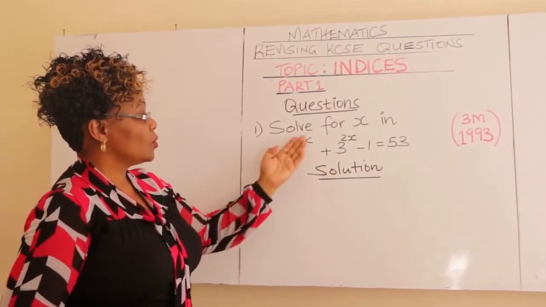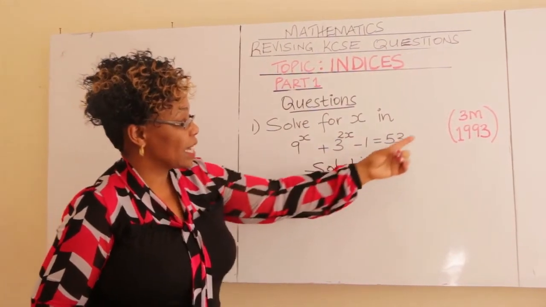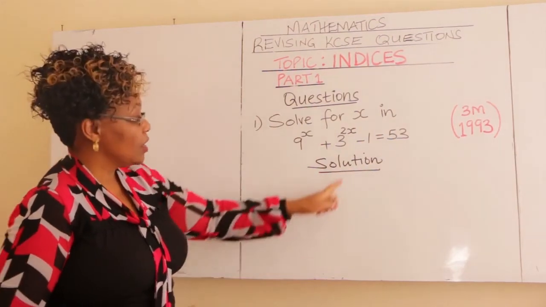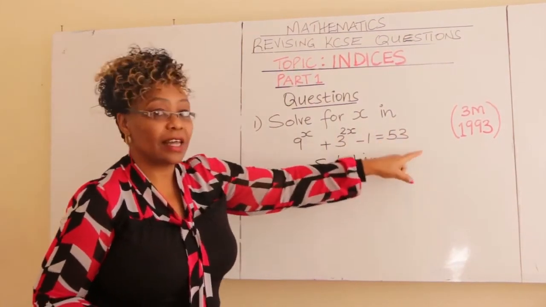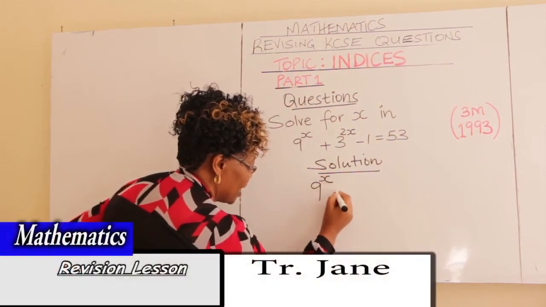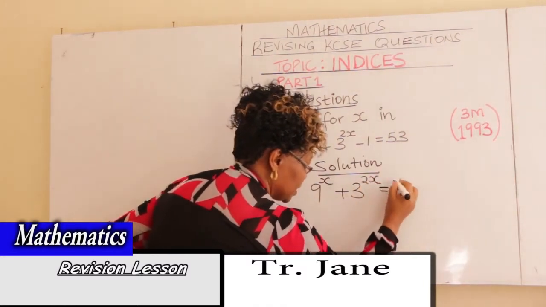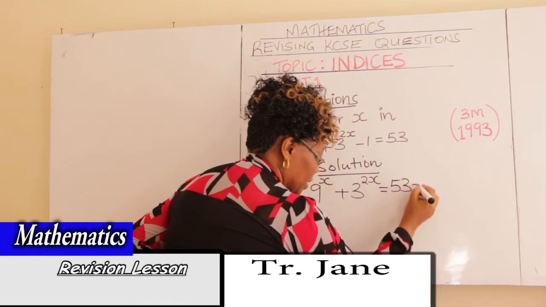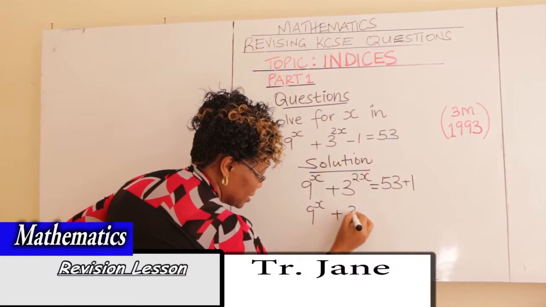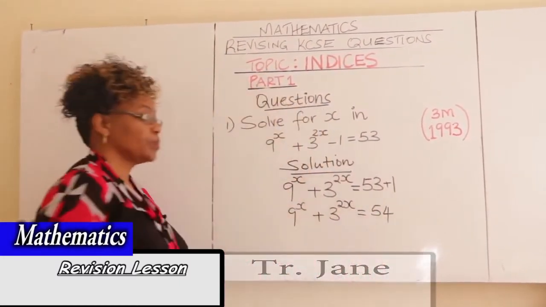Number 1, solve for x in this equation here. It was carrying 3 marks in 1993. So solution, how do you go about it? You first take this constant to the other side. So 9 raised to x plus 3 raised to 2x is equal to 53, minus 1 becomes plus 1. So this is 9 raised to x plus 3 raised to 2x is equal to 54.